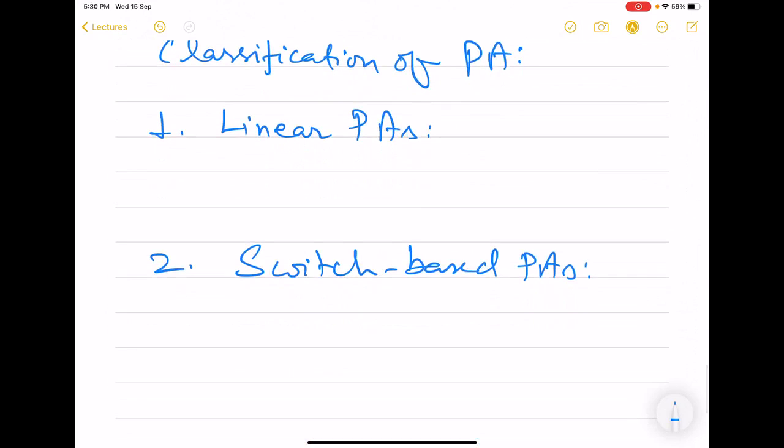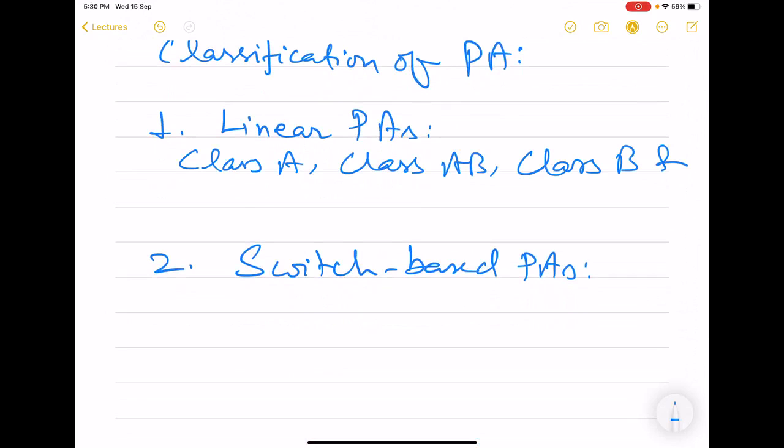So under the first class, that means linear class, we have four different types of power amplifier. So they are class A, class AB, class B, and class C power amplifiers. These are the four classes.